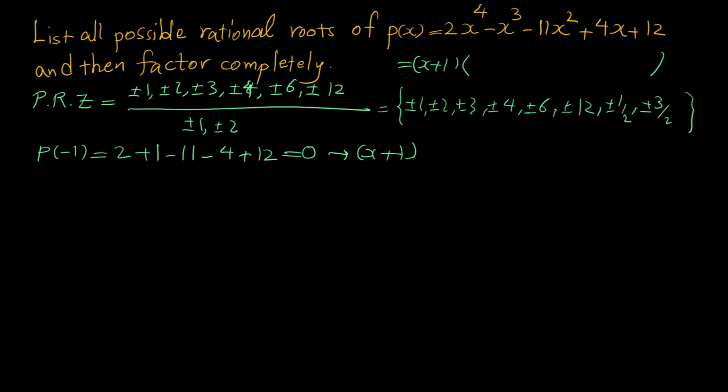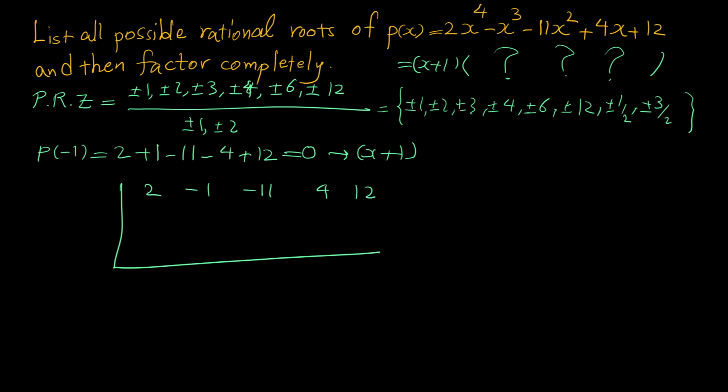To find that cubic polynomial, which we don't know right now, we use synthetic division. So we write 2, -1, -11, 4, and 12. These are the coefficients of the given polynomial. And we have to write -1 here. Always the opposite sign: the number here goes here in the synthetic division.